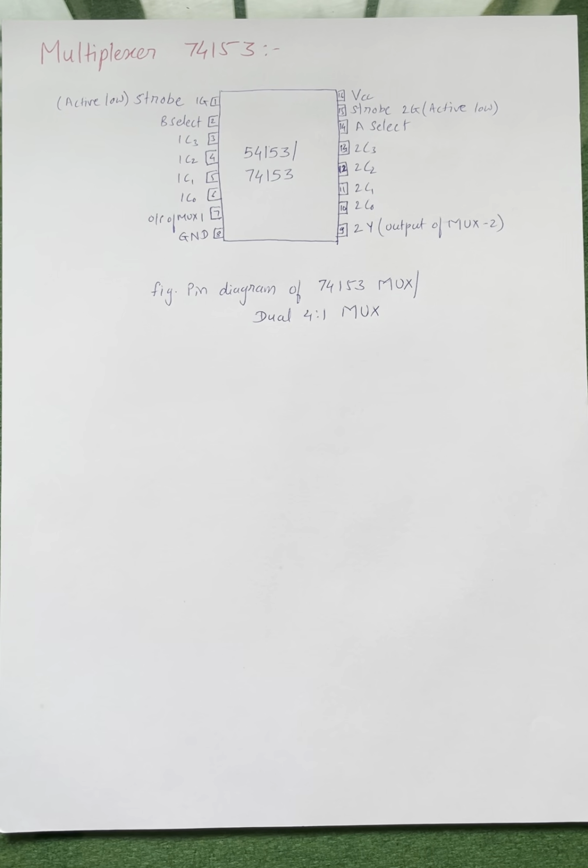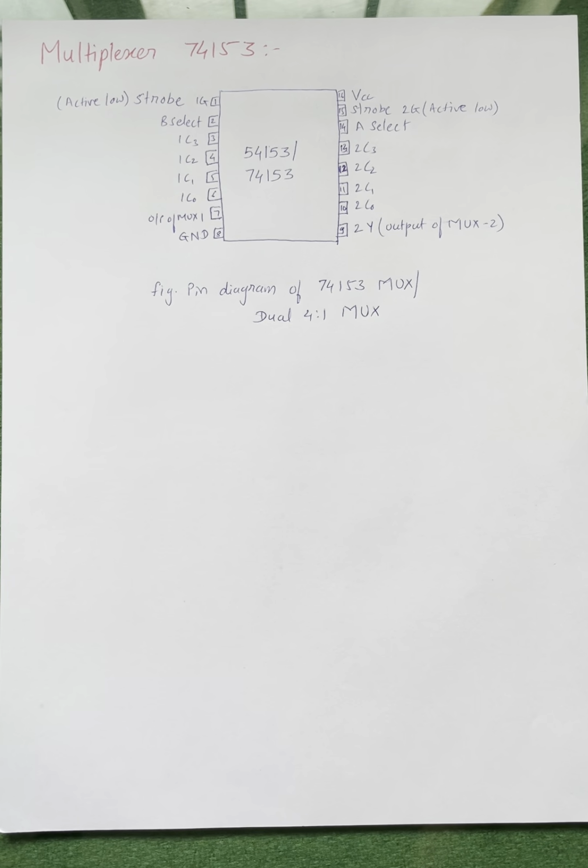Hello friends, today we are going to see multiplexer 74153. In the previous lecture we had seen what a multiplexer is. There are different types of multiplexers, such as 2:1, 4:1, 8:1, 16:1, 32:1. Today we are going to see a multiplexer IC, that is 74153. It is an IC of 4:1 multiplexer.